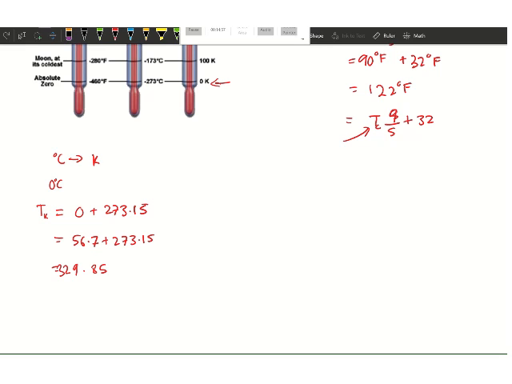So in general, the conversion between Kelvin and Celsius will be like this: plus 273.15. So if you want to convert, this is quite easy, but later on you need to know when you need to use it.